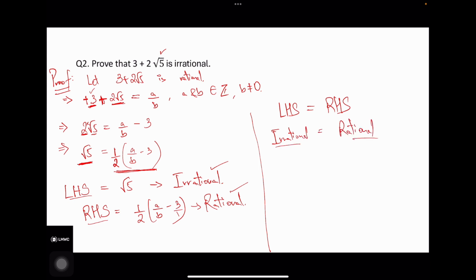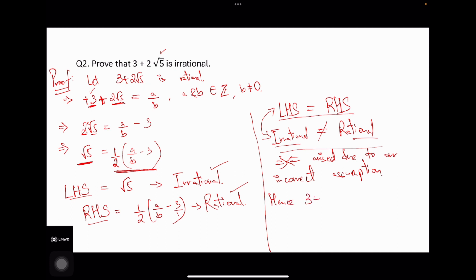So irrational and rational, definitely they are not equal. So now here, this is the contradiction. One is stating that LHS and RHS are equal. The other is stating that they are not equal. So this contradiction arises, again the same, due to our incorrect assumption. So we need to correct our assumption, and that is 3 plus 2 root 5 has to be irrational. So with this, we are done with the second question.